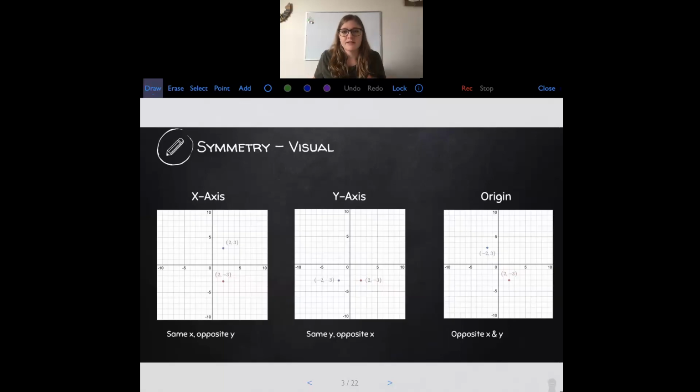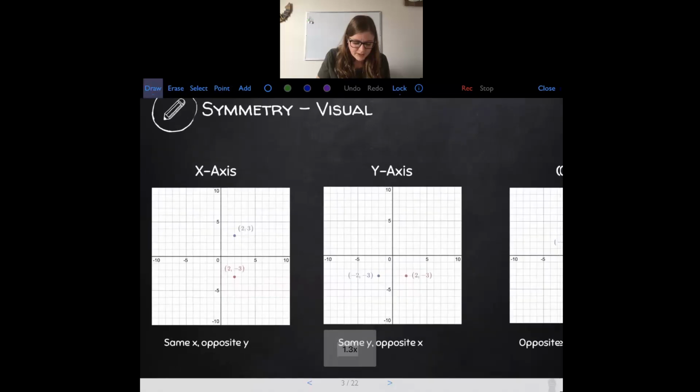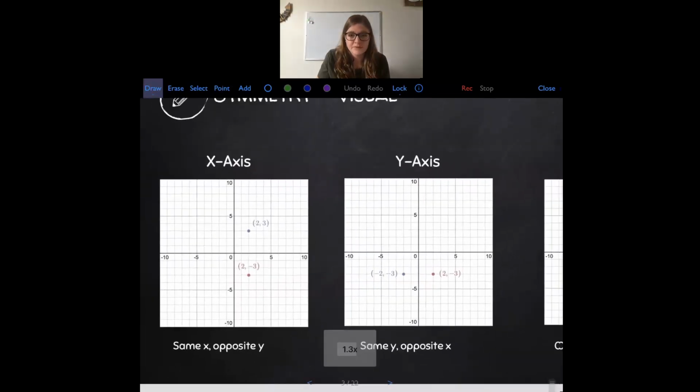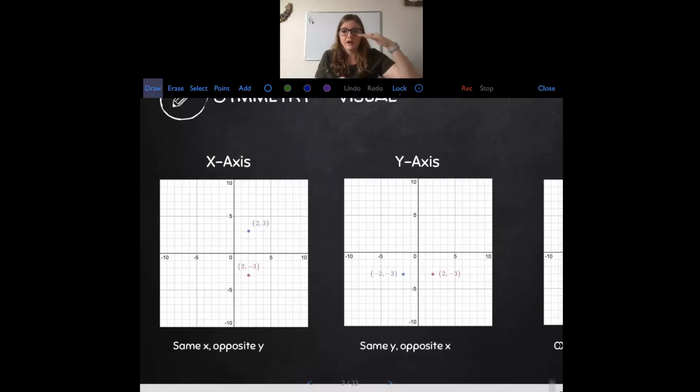Getting started with symmetry, this is a good visual using certain ordered pairs. If we have symmetry with respect to the x-axis, that means we could fold this graph along the x-axis and both sides would coincide. Notice how a point, or you could even extend this to a function, if we take the point 2, 3, the point that is symmetric with respect to the x-axis is 2, negative 3. These have the same x values but opposite y values.